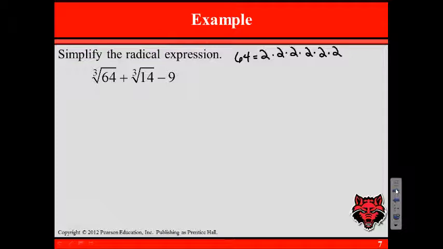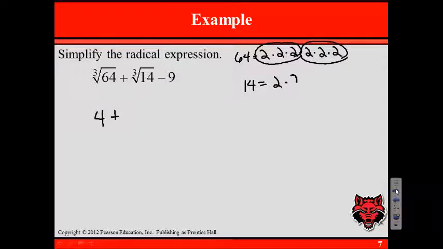Because we're taking the cube root, we need groups of 3 identical factors. So I have one group of 2's, another group of 2's, and 2 times 2 is 4. So the cube root of 64 is just 4, plus, let's do the same thing with 14.